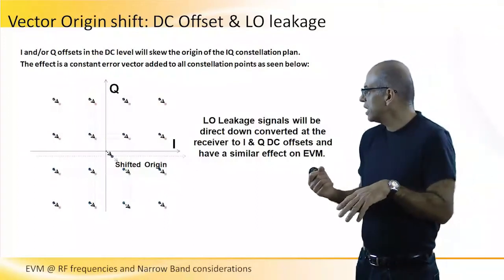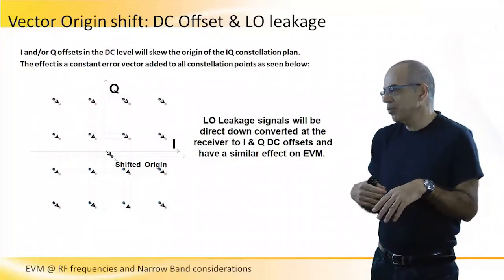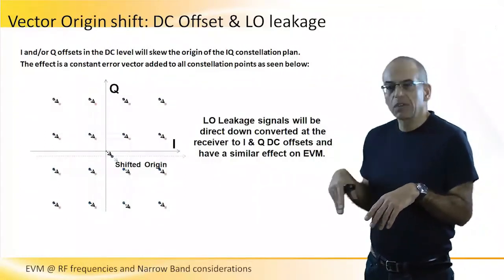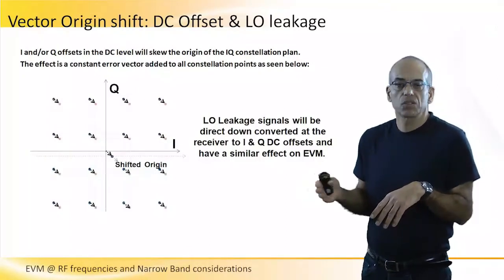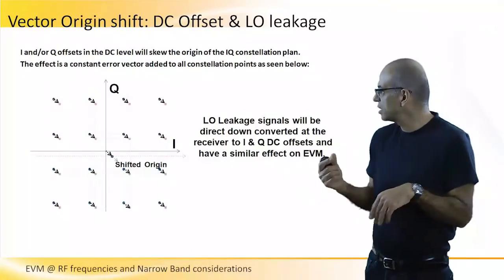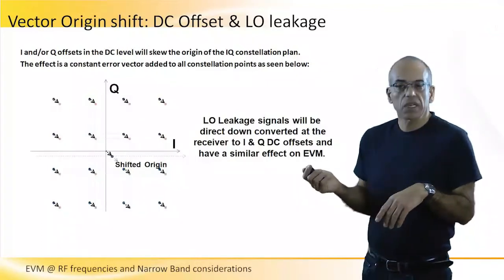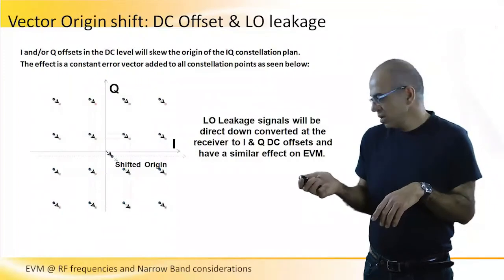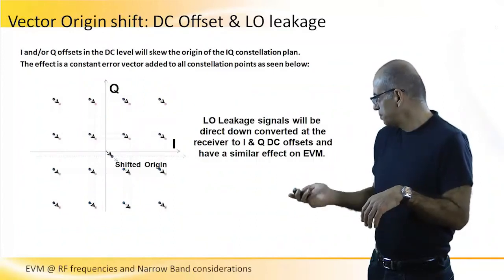Same goes for the LO leakage, because the LO leakage actually, if we do the full transmit receive loop, translates to DC offset. So it's an equivalent problem, and it can also be learned and compensated in the baseband processor.